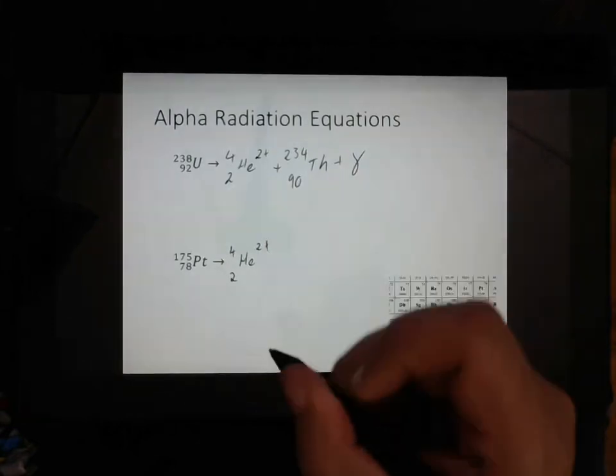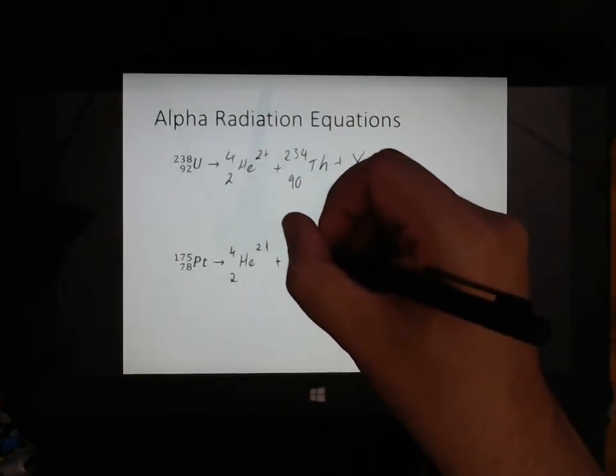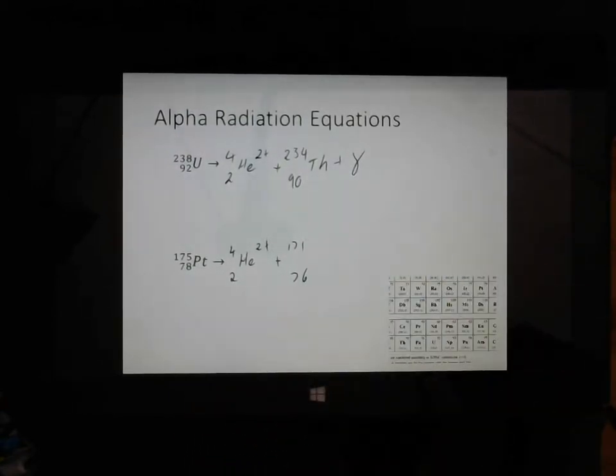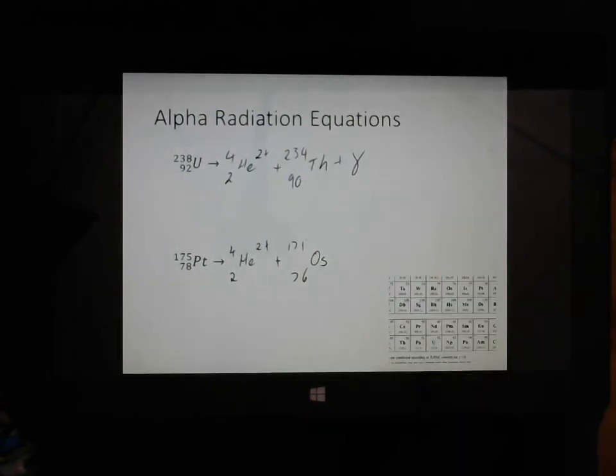He-2+ platinum, so 175 take away 4 gives me 171. 78 take away 2 gives me 76. And element number 76 is platinum, down 2 is osmium. But I don't know if that platinum isotope emits gamma radiation, or if that osmium isotope is unstable and emits gamma radiation. So we're not going to put one on there because I don't know.